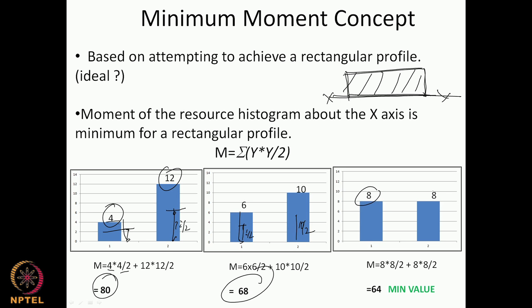Now I have an 8 and 8, which is again 16 total resource units. Obviously 8 into 8 by 2 for each, and 64 is the value I get. For 16 units of resources distributed between 2 days, this will be the minimum value of the moment of this histogram. So this is the concept we would like to use to explore how resources can be leveled on our projects, or at least on the kind of idealized projects we would like to do.